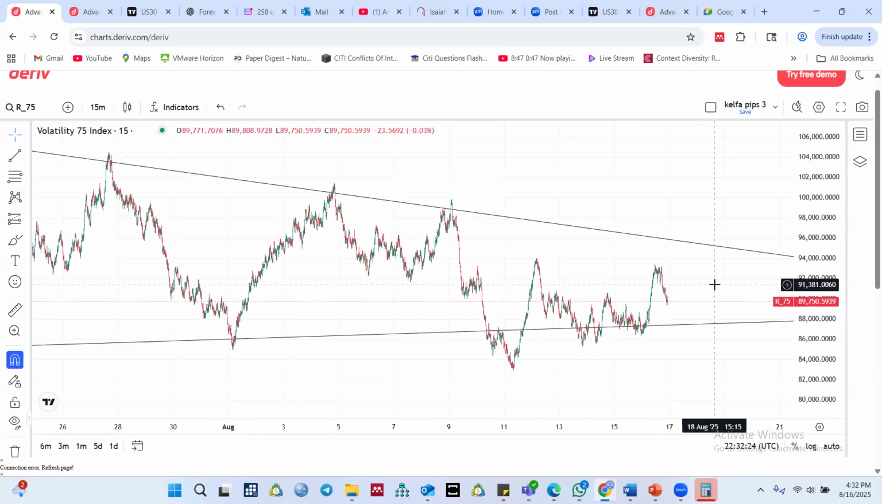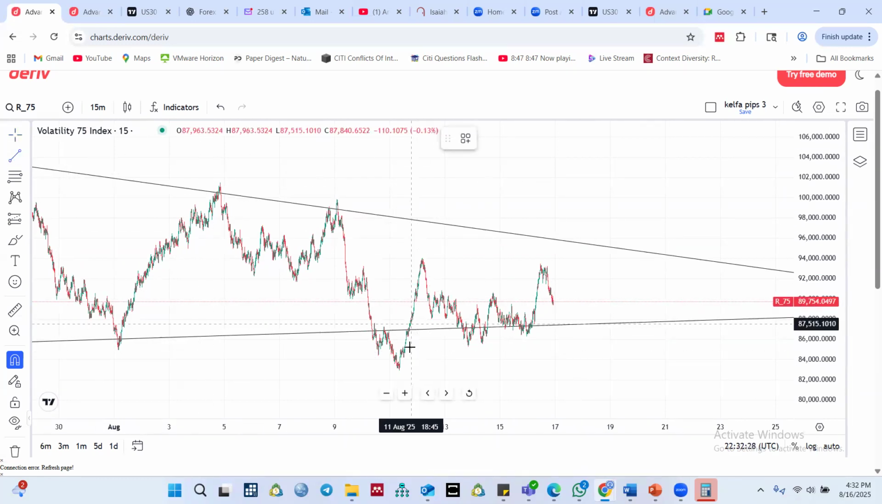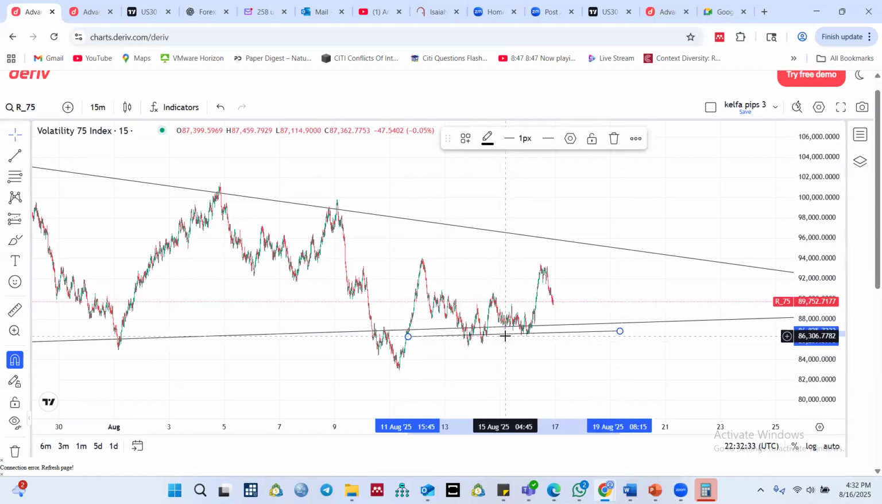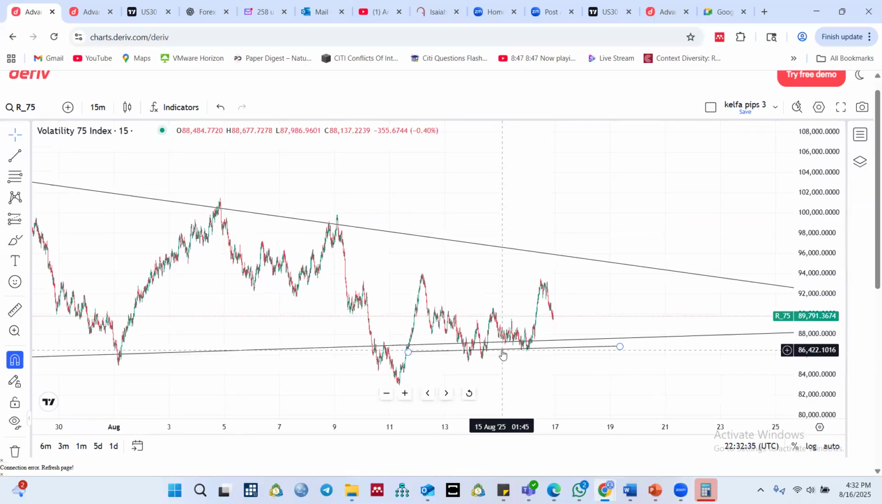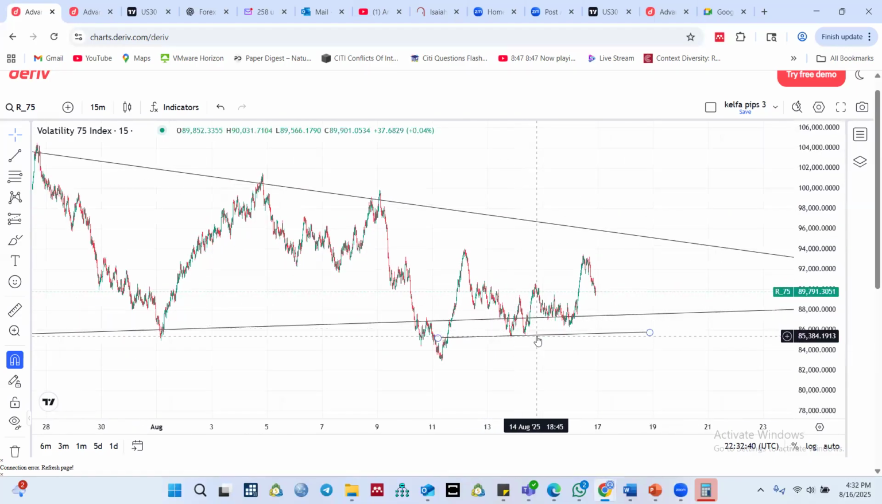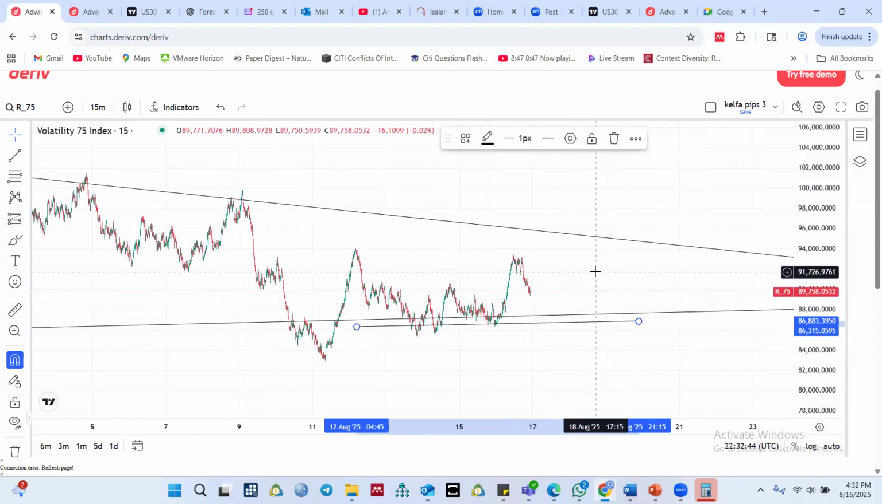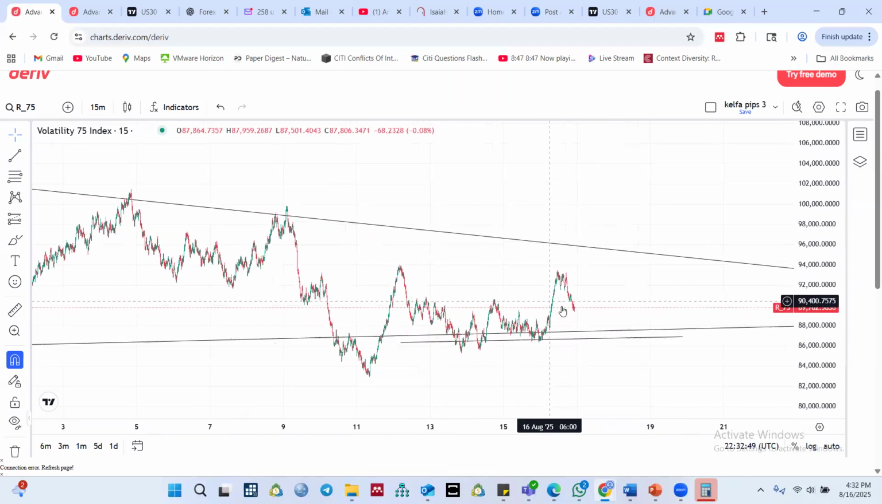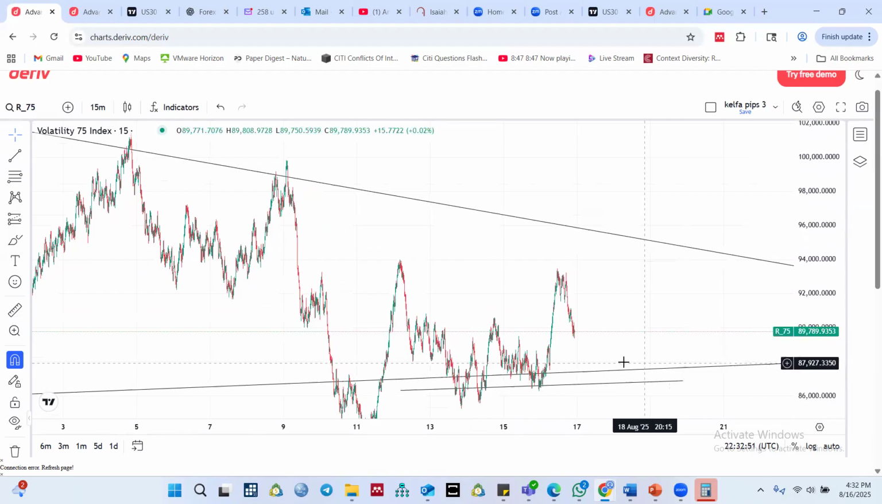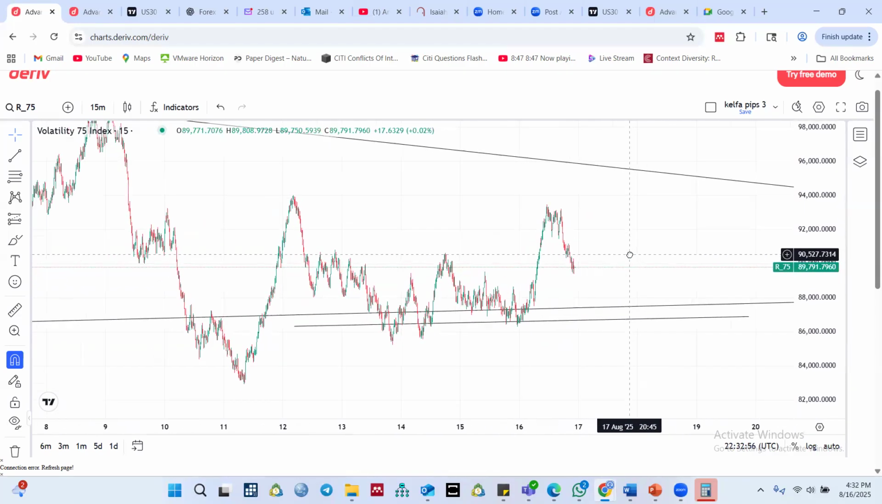So on Volatility 75, Volatility 75 reacted to this fair value gap on the higher time frame. I call this setup around here, this buy, and it was really bad. Right now, the consolidation was too much, so I got bored and I left it.